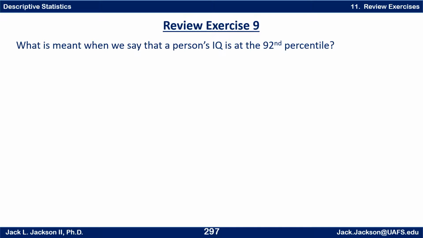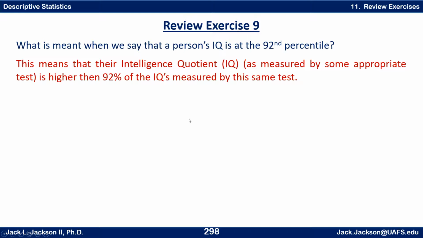Exercise 9. What is meant when we say that a person's IQ is at the 92nd percentile? Press pause now. This means that their intelligence quotient, IQ, as measured by some appropriate test, is higher than 92% of the IQs measured by this same test. So on this particular scale, this person measured better than 92% of the people taking the test. It does not, for example, mean that they got 92% of the questions correct.